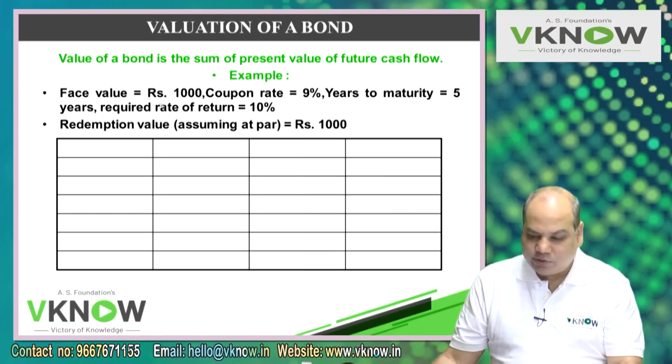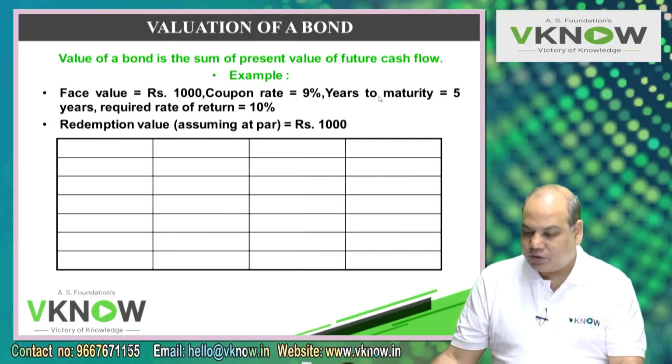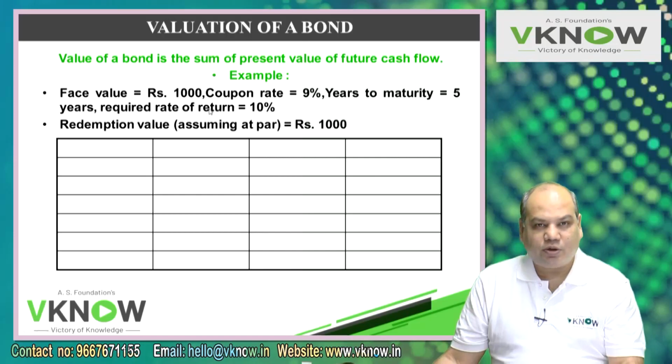Face value of a bond is 1000 rupees. Coupon rate is 9%. Years to maturity 5 years. Required rate of return 10%. And redemption value, assuming at par, is 1000. So we have to first check what is the nature of this bond, type of bond. So it's a coupon bond, because it is going to pay 9% coupon every year for 5 years.